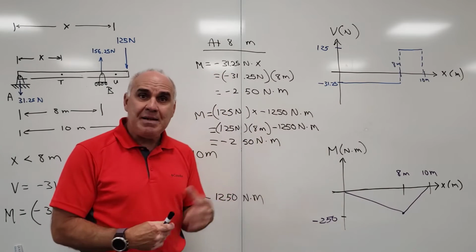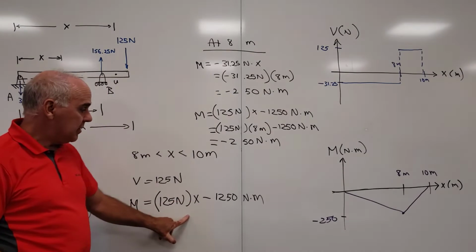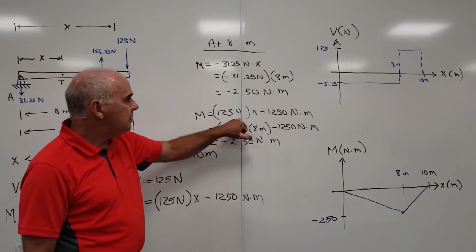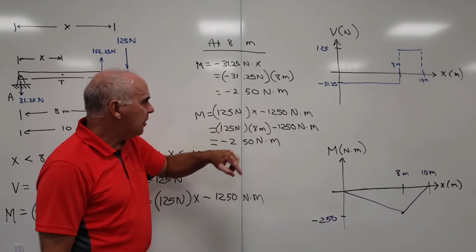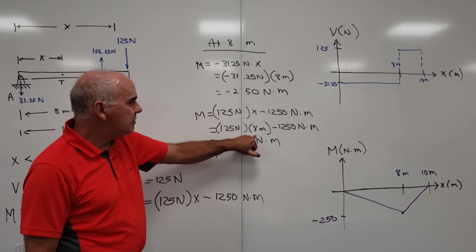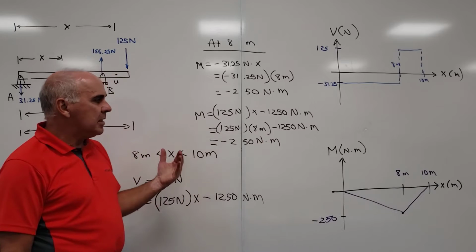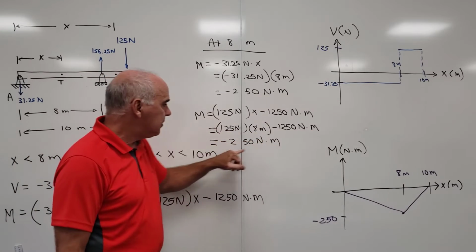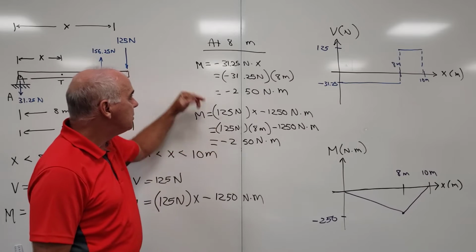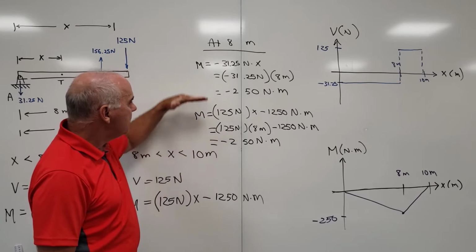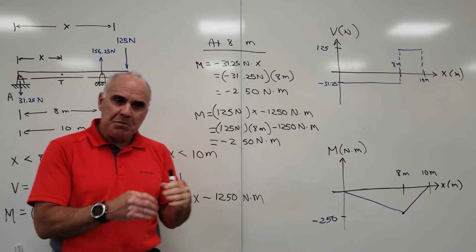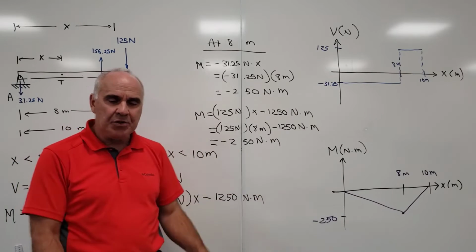But I want to do the same thing for the other equation. I'm going to substitute 8 meters into here. So I get 125 newtons times x minus 1250 newton meters. So 125 newtons times 8 meters, but that's 1,000. And 1,000 minus 1250 newton meters leaves me minus 250 newton meters. Notice the moment is continuous at that location, right? The moment is the same at that location.